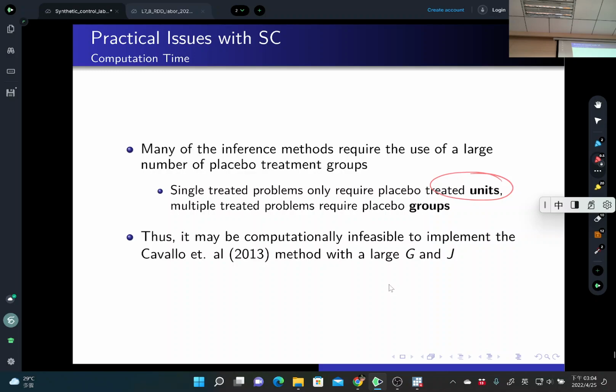But until now, we don't have enough tools to deal with this issue. We just rely on our computers becoming faster and faster. Okay. And also, if someone can derive asymptotic theory for the synthetic control estimates, then we can just use their formula to know what the distribution looks like. We don't need to do the permutation method.